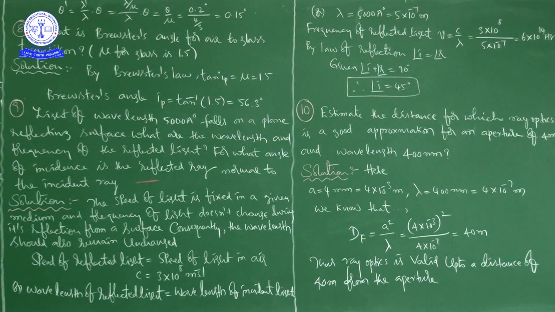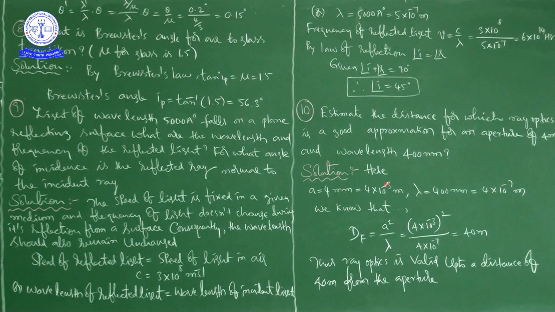For what angle of incidence is the reflected ray normal to the incident ray? So he is asking what the angle of incidence is when the angle between the incident ray and the reflected ray is equal to 90 degrees. Already you know that angle i is equal to angle r, so you can say that angle i is 45 degrees. So 45 degrees is the angle of incidence.